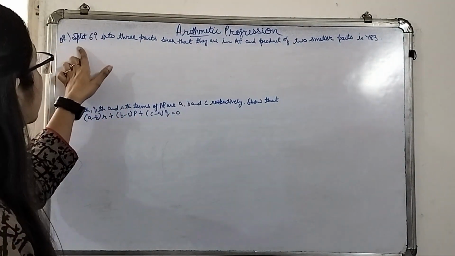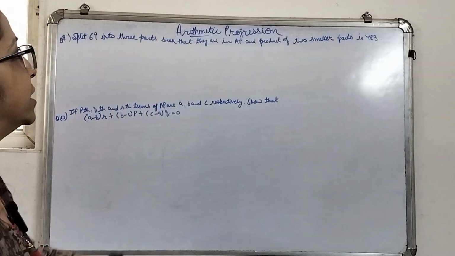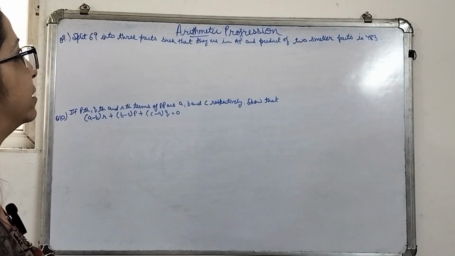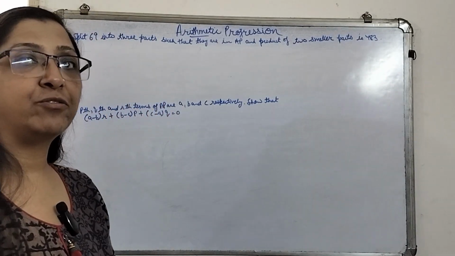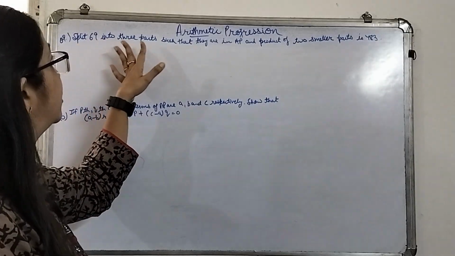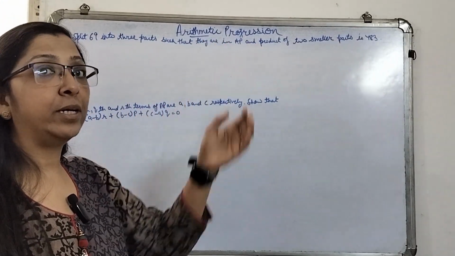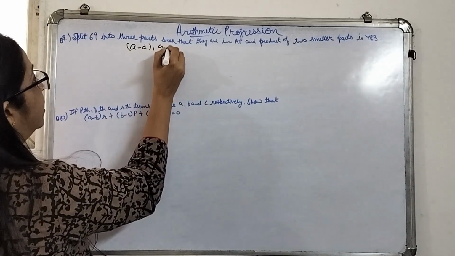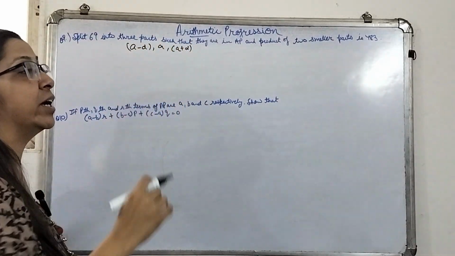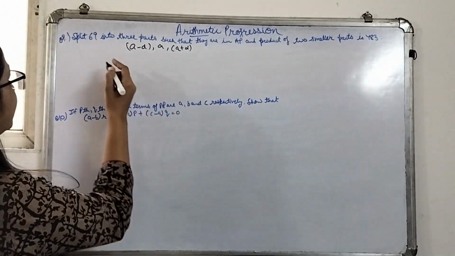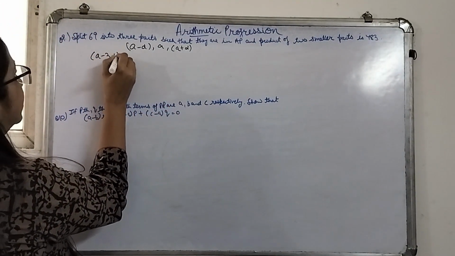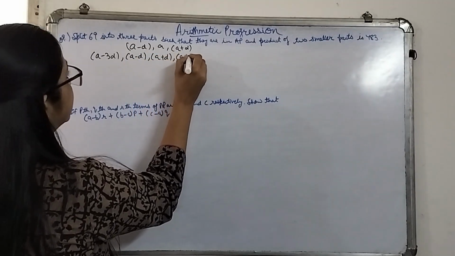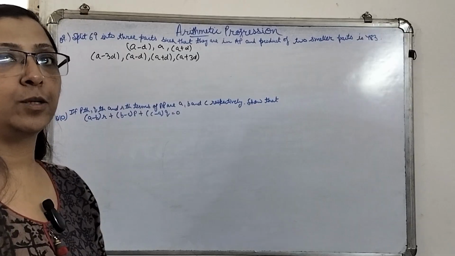Question number 9 is: split 69 into 3 parts such that they are in AP and the product of the two smaller parts is 483. So we have discussed in the previous video that whenever we have to split a number into 3 parts such that they are in AP, we always take the numbers to be A minus D, A and A plus D. And whenever we have to take 4 parts, in that case we will take A minus 3D, A minus D, A plus D and A plus 3D. This we already had discussed in the previous video.